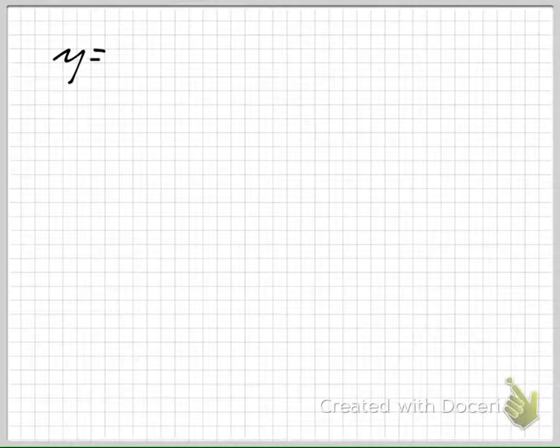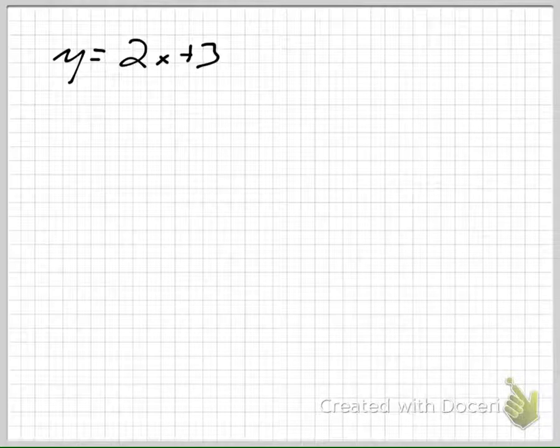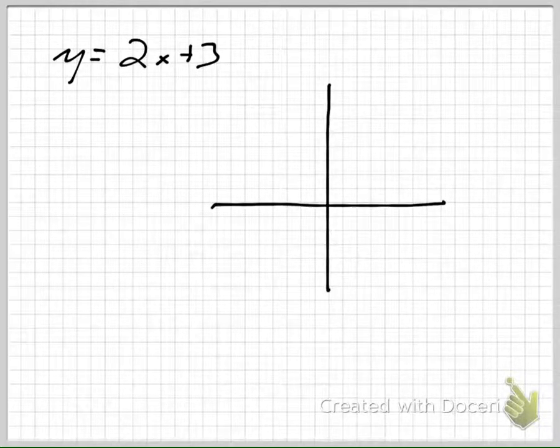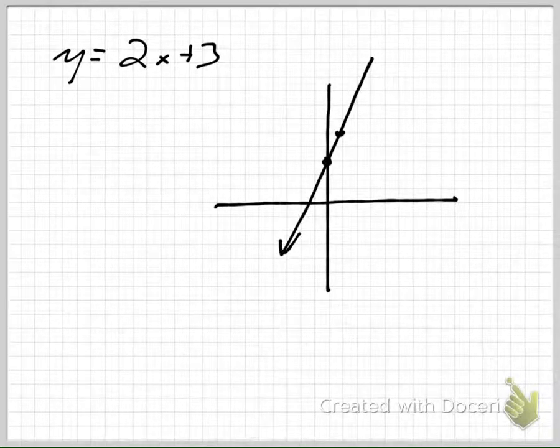If I have y equals 2x plus 3, what is this thing again? That's a line, right? How many answers are there to this line? There's an infinite number of solutions, because it goes forever. Since it's a line, and it crosses at 3 and has a slope of 2, there's my line, right?